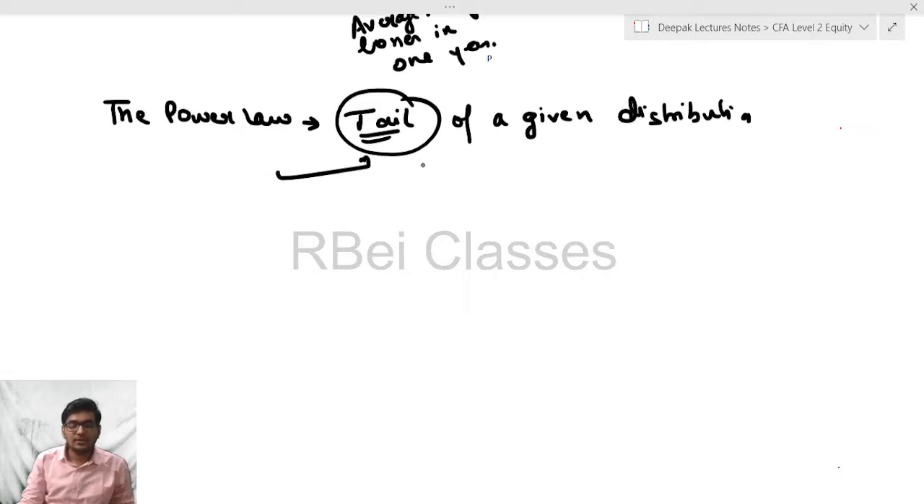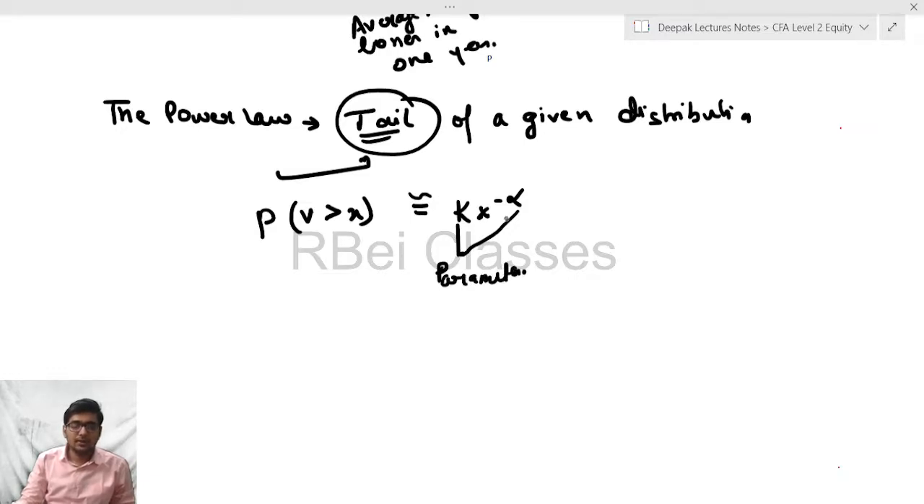Then the law states that the fraction of variables which are greater than x is approximately equal to k x to the power minus alpha. Clear? K and alpha are the two parameters of the power law, and x is the high value of the random variable.